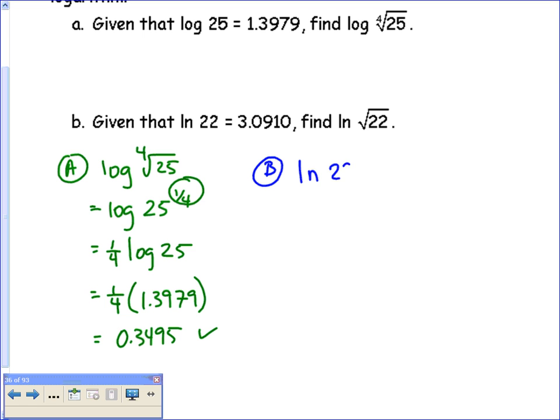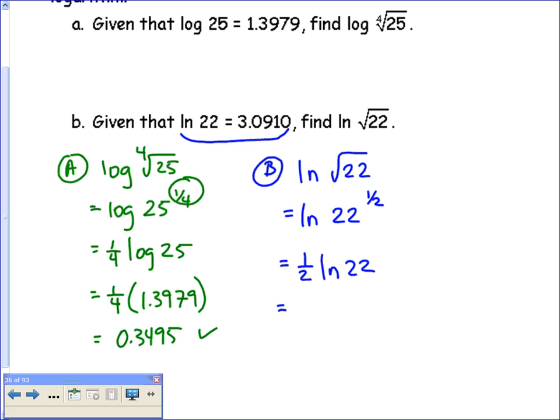Okay, and then let's try the second one. We've got the natural log of 22. Actually, the square root of 22 is what we're trying to find. And we know that the natural log of 22 is 3.091. So I can rewrite that as the natural log of 22 raised to the 1/2. I will use the power law to bring that 1/2 out front, so 1/2 times the natural log of 22. And then I know that the natural log of 22 is 3.091. If I simplify that, I get 1.5455.